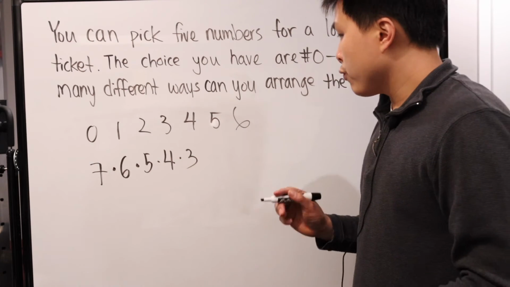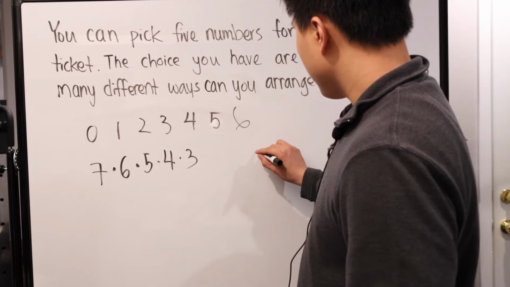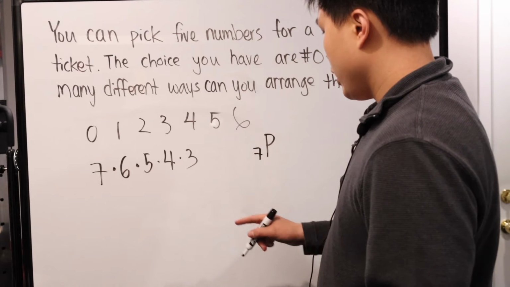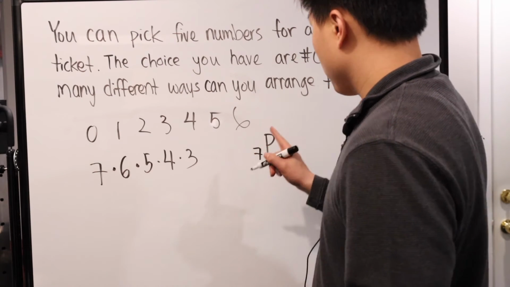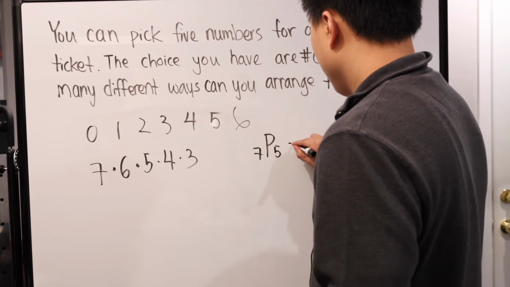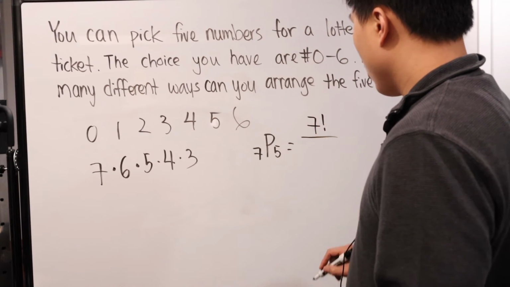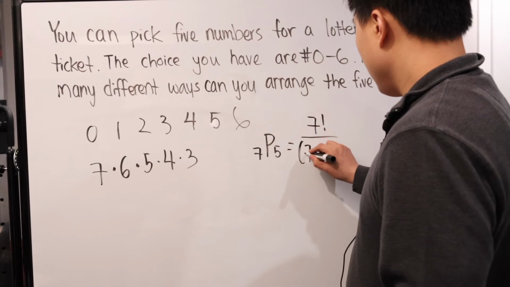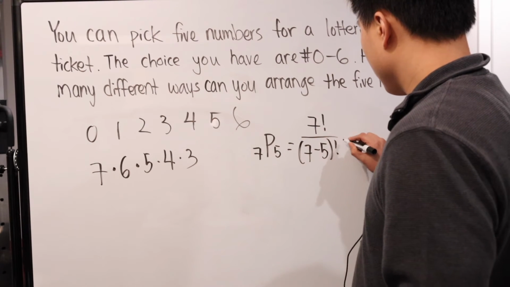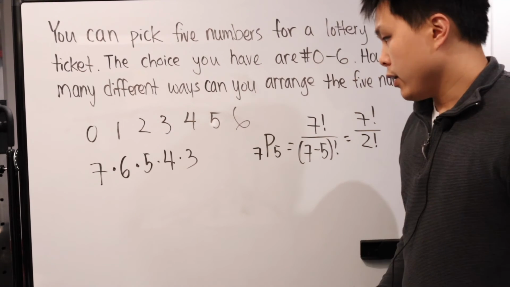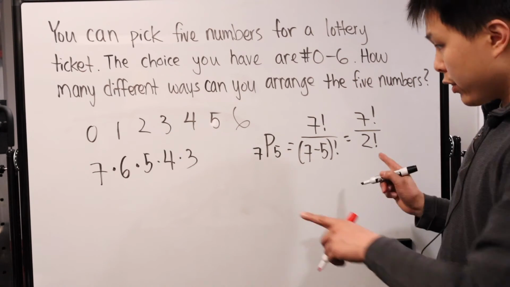Now, if we were to use the formula, basically we have our population, right? And then we're doing the permutation, and then out of the entire population, we're only choosing 5. And then if we follow the formula, it's basically going to be 7 factorial over 7 minus 5 factorial, which is just 7 factorial over 2 factorial. Okay, now, are they the same thing?